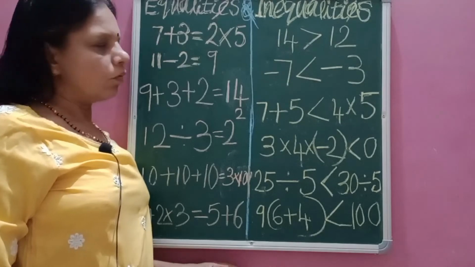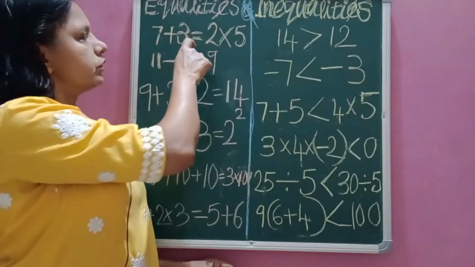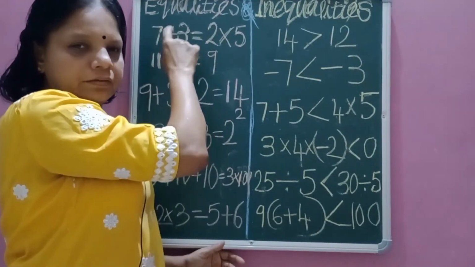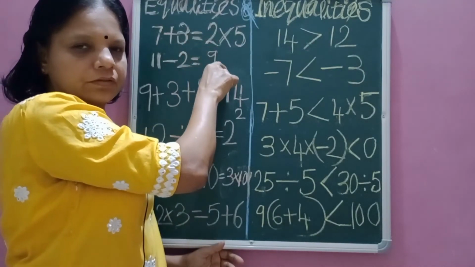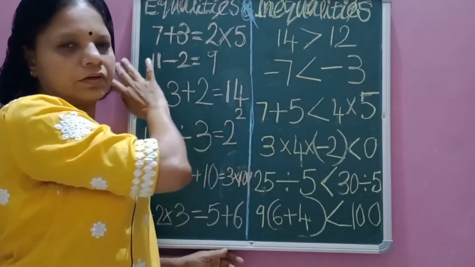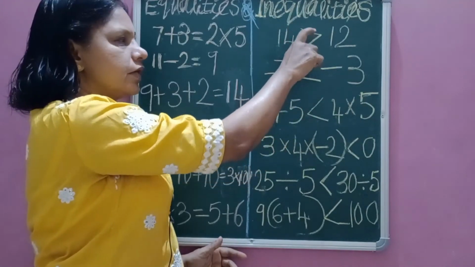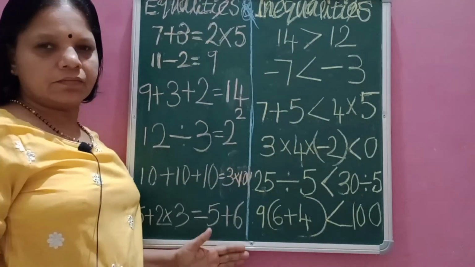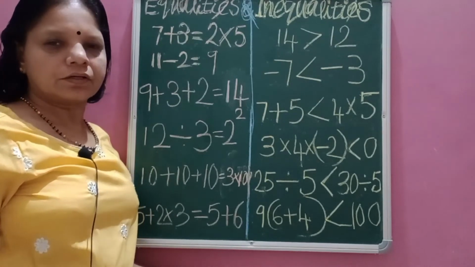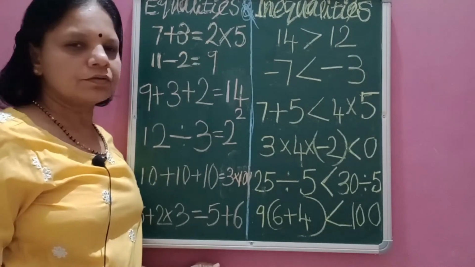Clear? Numerical expressions, with numerals and arithmetic signs, will be there and an equal to sign will be there in an equality. Here numerical expressions will be there and a less than or greater than sign will be there in between. Clear? So equalities and inequalities. Understood the difference? Clear? So that is all for today.